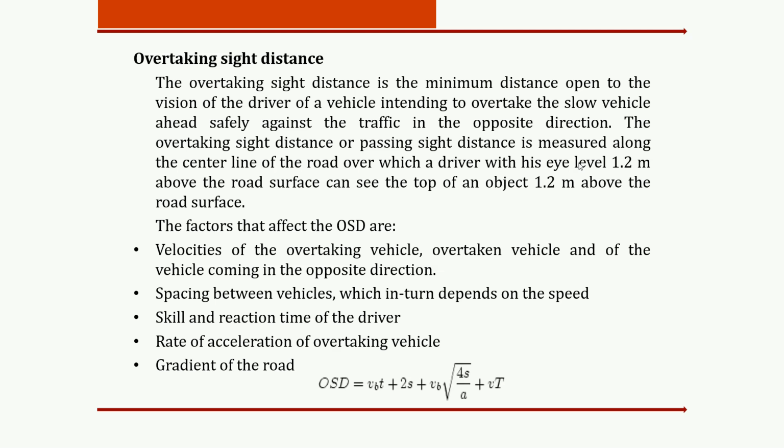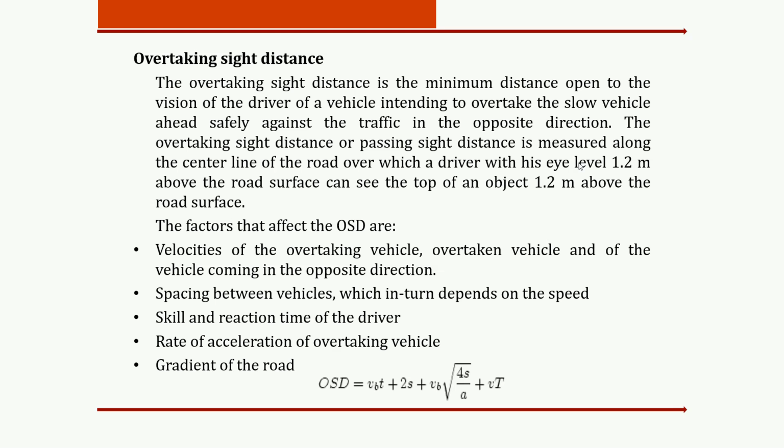So what are the various factors that affect the OSD? The factors are the velocity of the overtaking vehicle, the overtaken vehicle, and the vehicle coming in the opposite direction. Spacing between the vehicles, which in turn depends upon the speed, skill and reaction time of the driver, rate of acceleration, and gradient of the road.